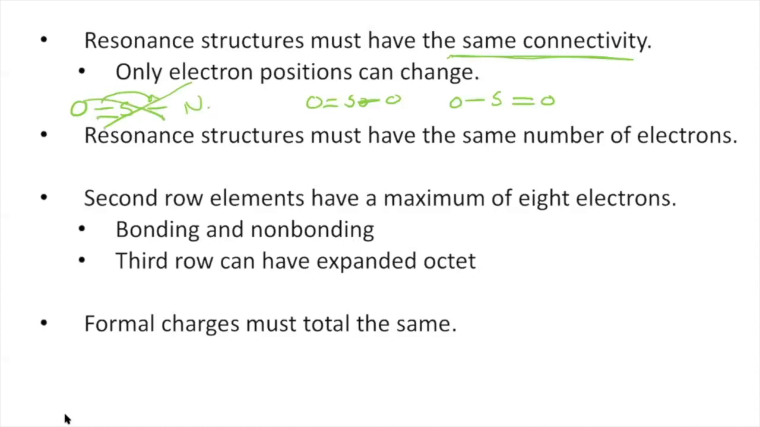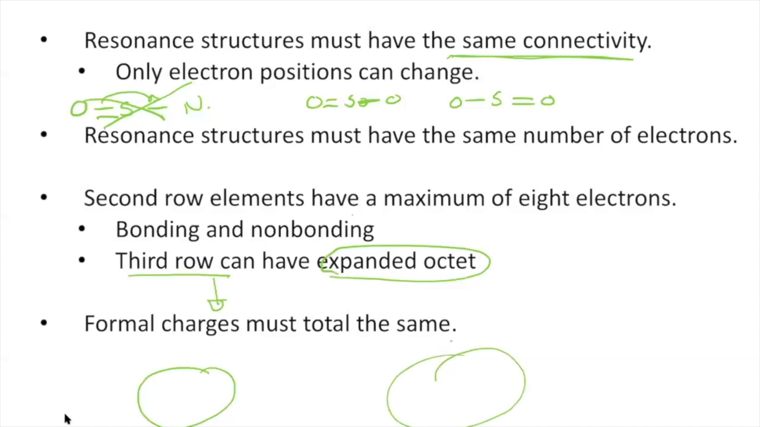Resonance structures must have the same number of electrons. So if in one form you have 20 electrons, in the second form you must also have 20 electrons. Second row elements have a maximum of 8 electrons. Here's something that I did not mention: any elements on the third row or below can have what is called the expanded octet, which means they are happy with more than 8 electrons. Formal charges must total the same. So if in one form the formal charge is 0, in the other form the formal charge must also be 0.